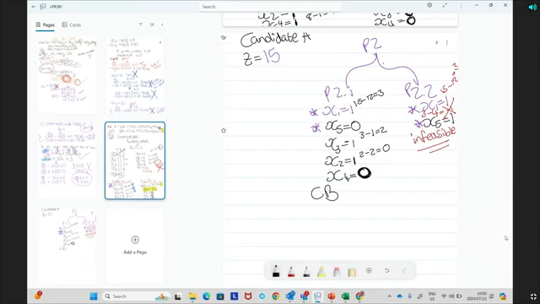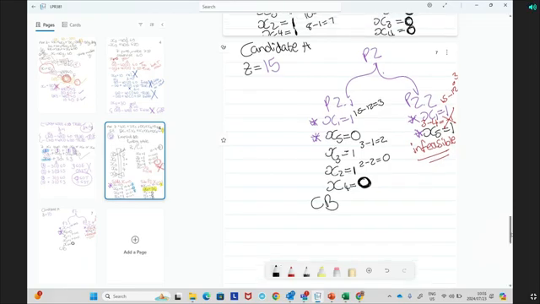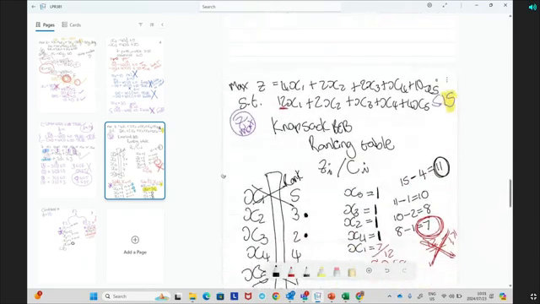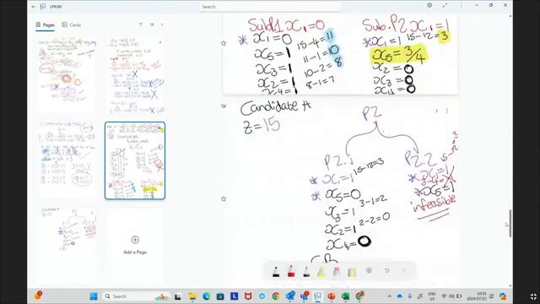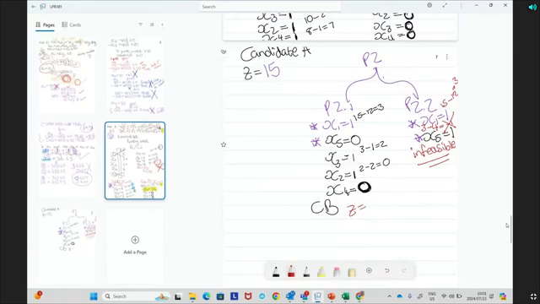Okay, let's remember which x values are 1. So it's 1, 2, and 3. So let's go back here. What's our z value? Perfect. 8. Our z value is 8. So here our z is 8.